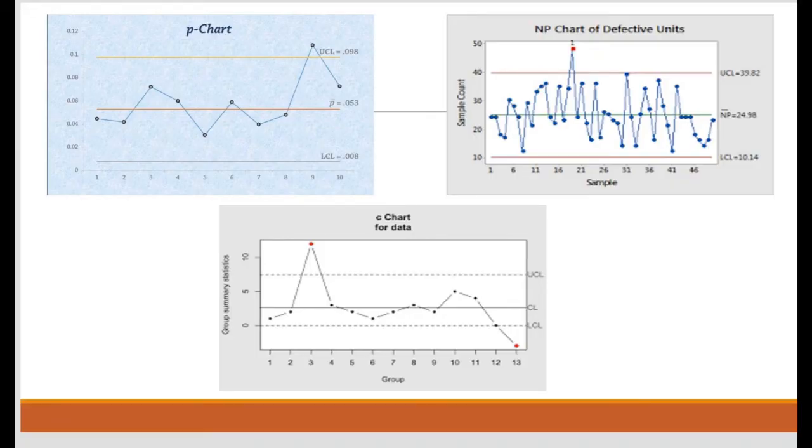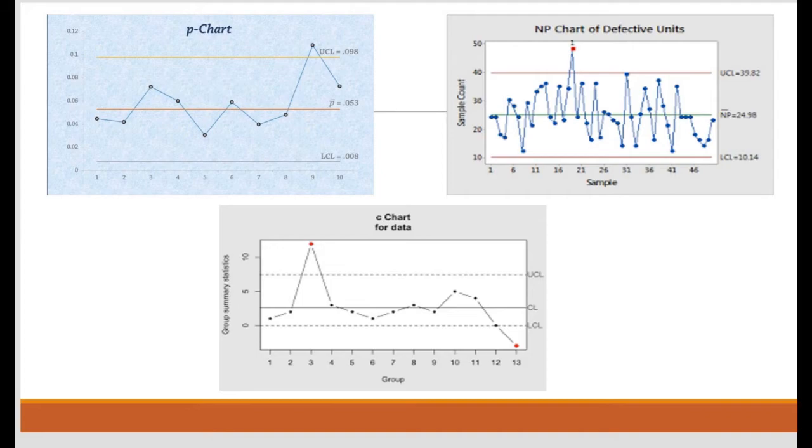Now let us understand the different types of attribute control charts. But first, let us understand what non-conforming units are. The non-conforming units are the units that vary from the normal norm or the normal distribution pattern. Now, let us take the first type, that is the P charts.